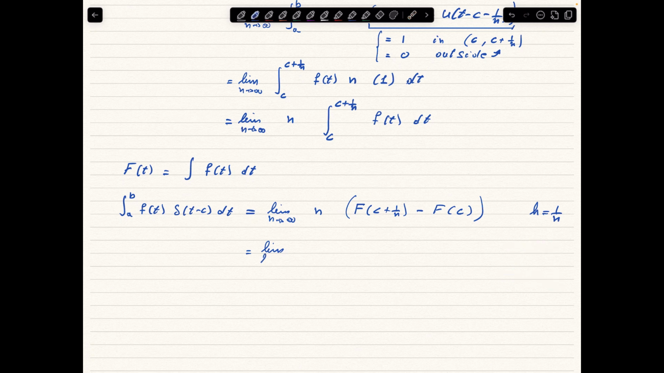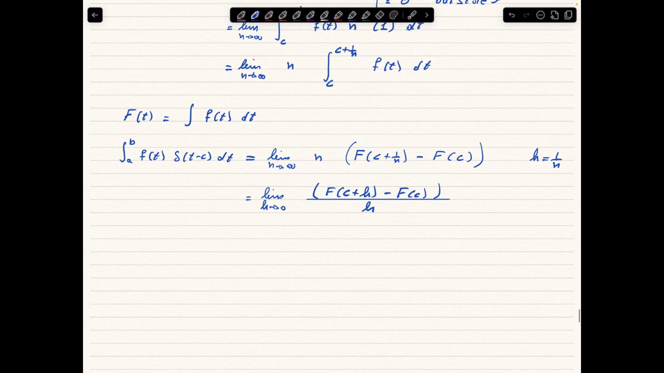So this is the same as the limit h goes to 0 of 1 over h, that is the n, and then we have here F at c plus h minus F at c. And let me write this h over here and move this a little bit over there. And what do we have here? This limit is nothing more than F prime at c. But F is the antiderivative of small f, big F, so this is just f at c. And this is what we wanted to compute.